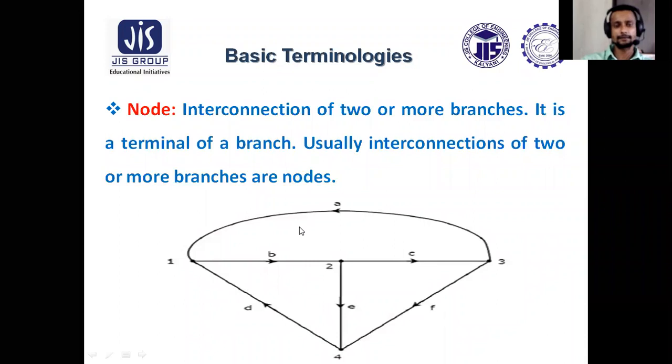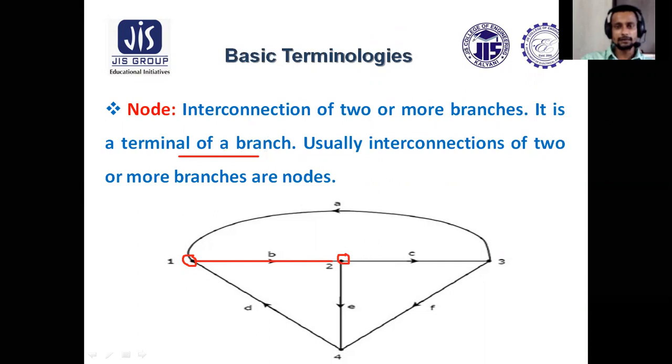Next terminology is node. What is a node? Node is an interconnection point of two or more branches. It is a terminal of a branch. So see, this is a branch. For this branch, these are the two terminals. So these two terminals, 1 and 2, are termed as nodes.